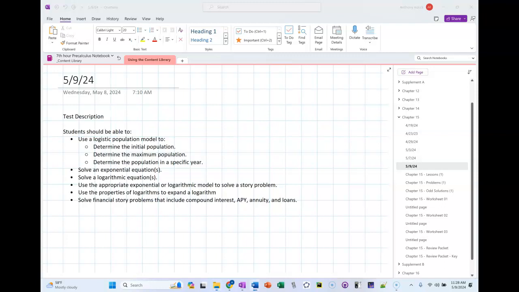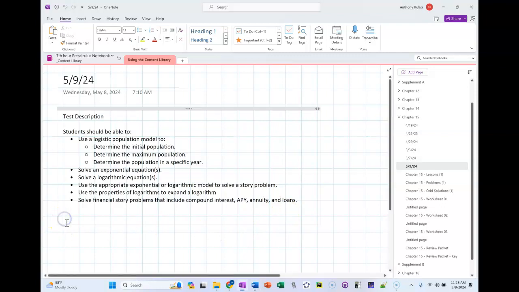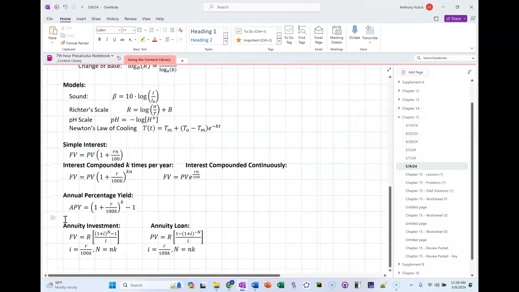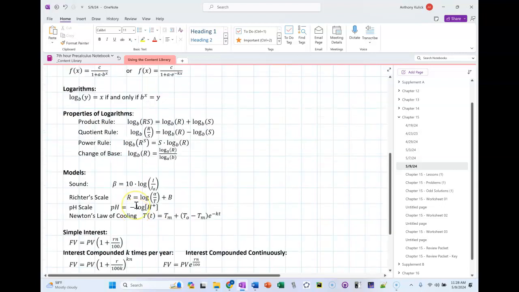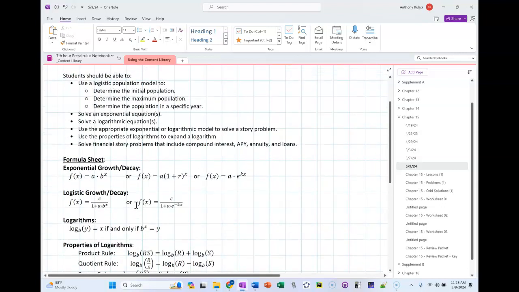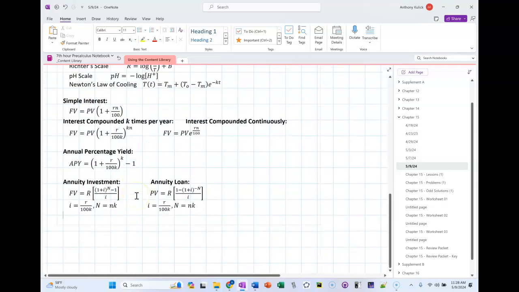All right. Let's look here. This is the equation sheet that I'll give you. I figured I'd drop that in there so you at least know what you're getting.